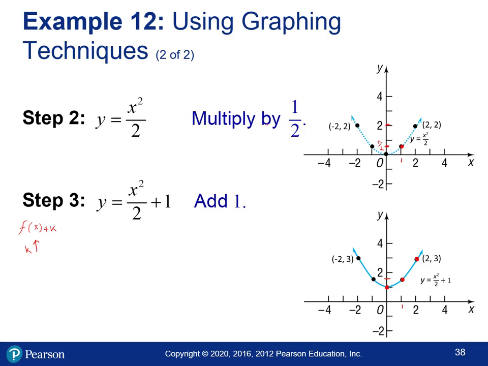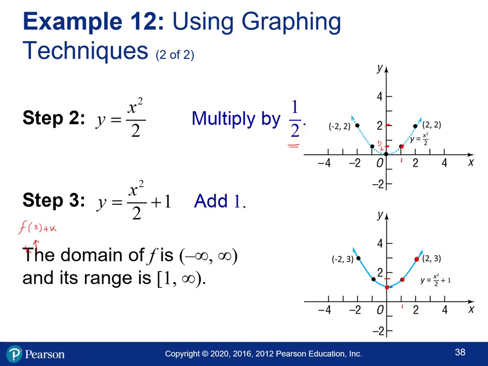Because of the 1/2 getting multiplied, it is a vertical compression. Notice it does look a little more smashed down than the original parabola. The domain is all real numbers for any squared function, x squared. And the range on this one we can tell from the graph. The lowest point is at 1, and then the graph just goes up from there. So that's why the range, or the outputs, is from 1 to infinity.